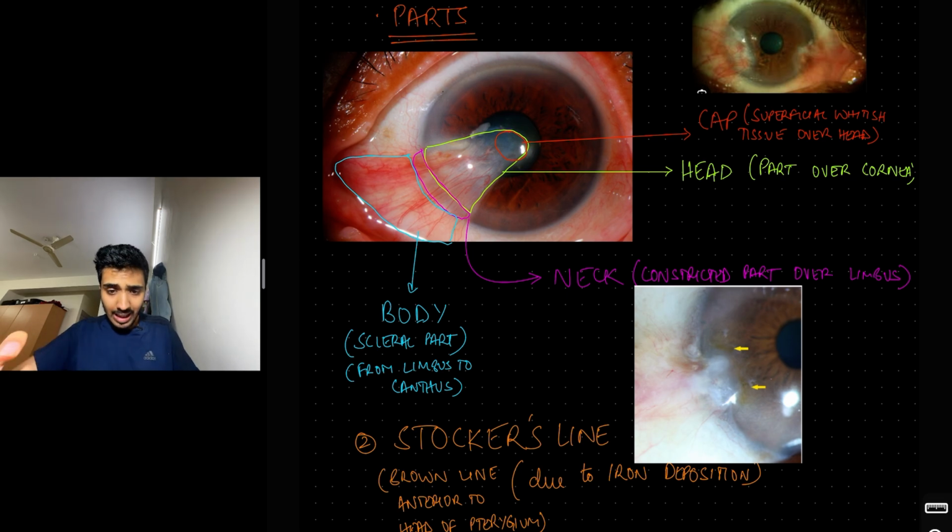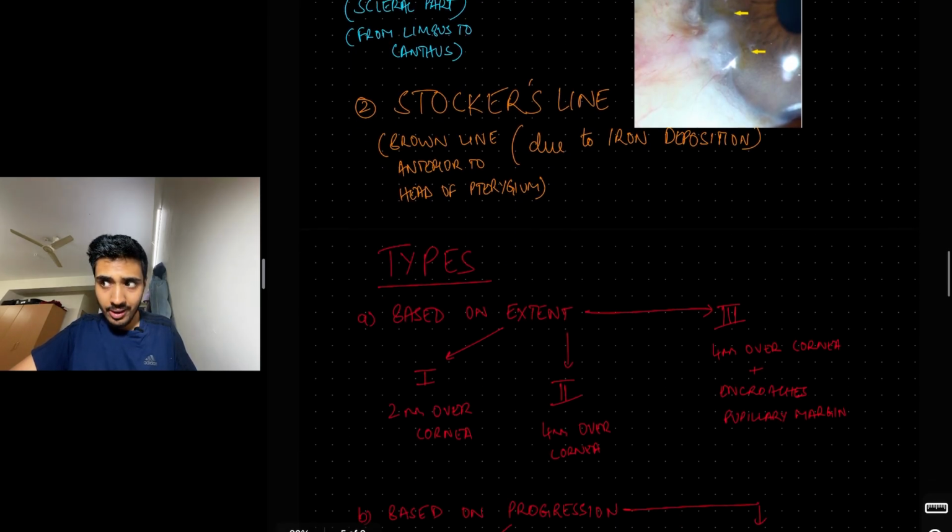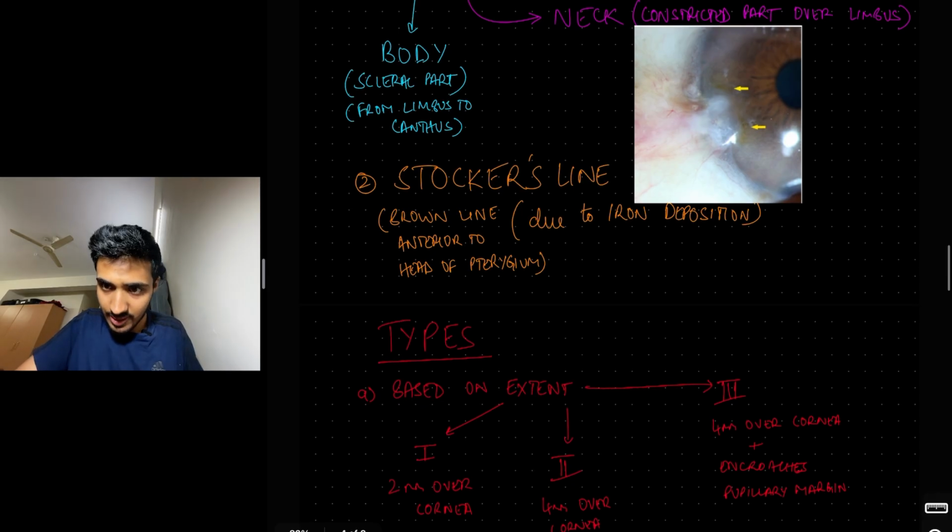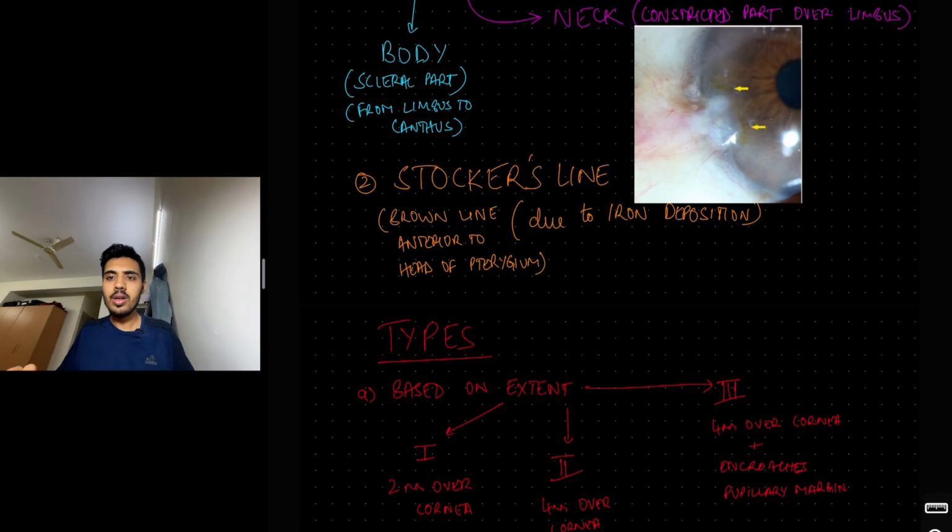That is one sign. And then one more sign that you can see in a few individuals is something known as Stalker's line. Now what is Stalker's line? Here you can see in this diagram, you have a brown line here. It's a bit hard to see, but you can make it out if you look closely. So you have a brown line here known as Stalker's line. Now what is a Stalker's line? It is a brown line anterior to the head of the pterygium.